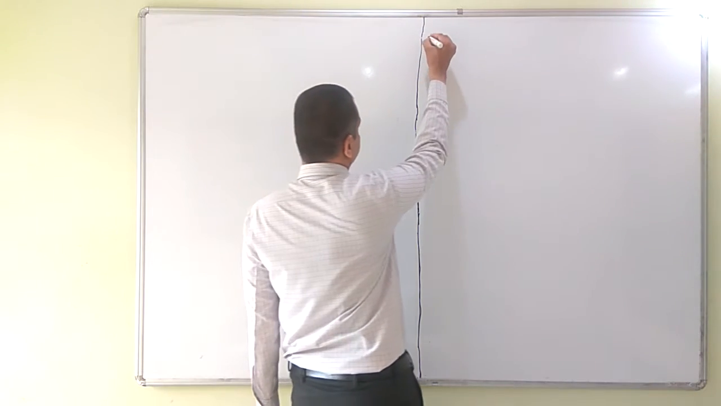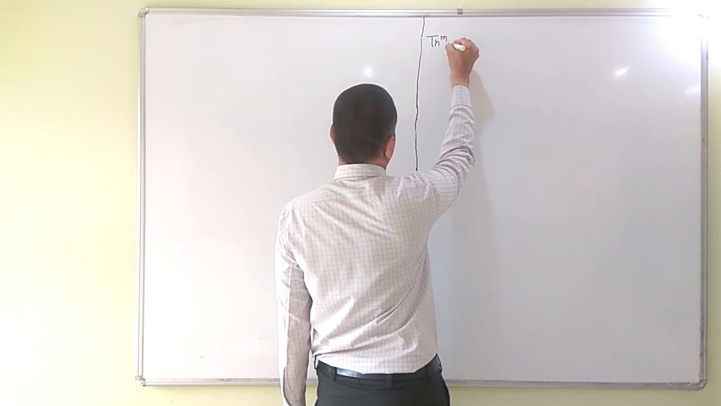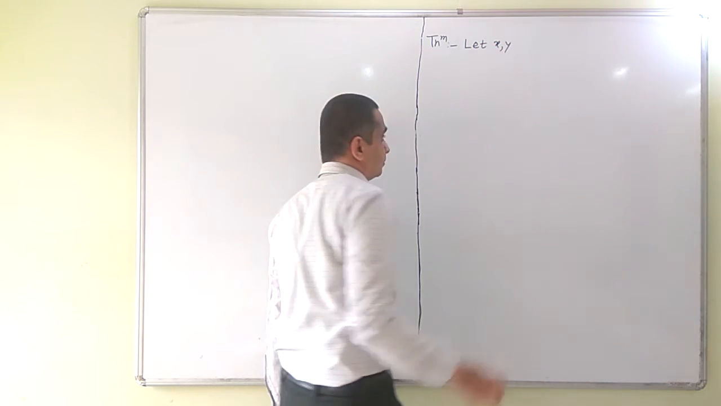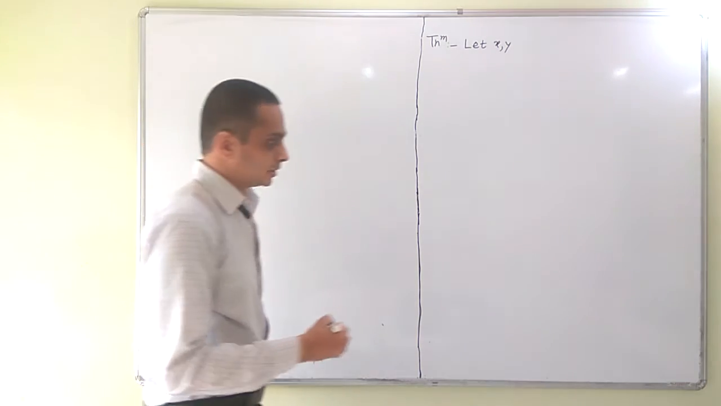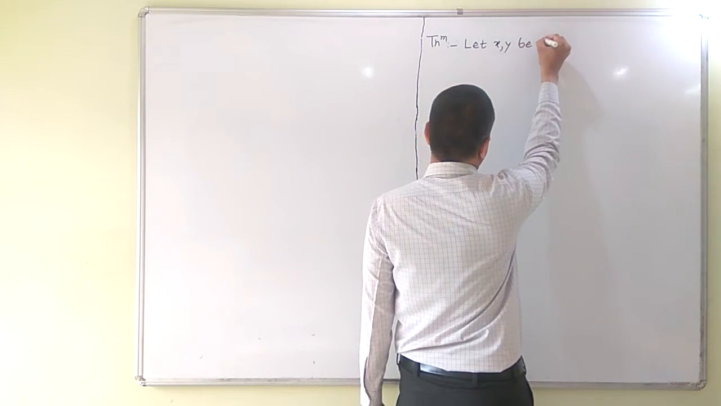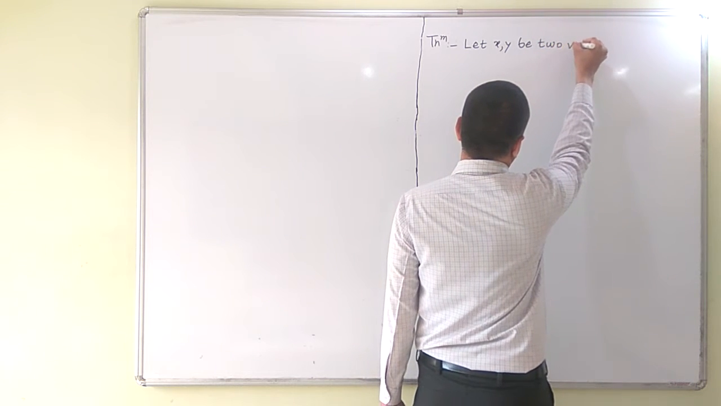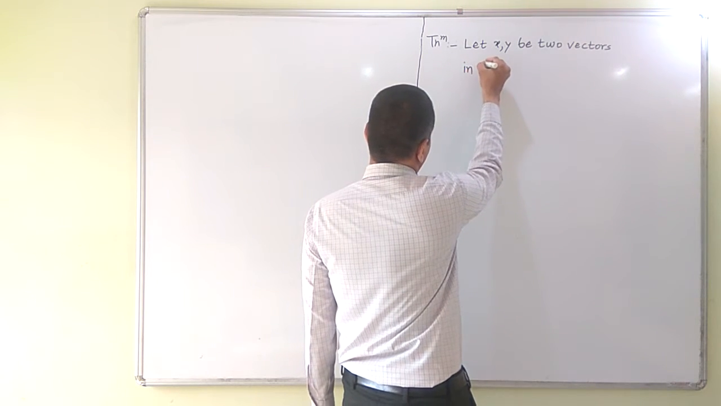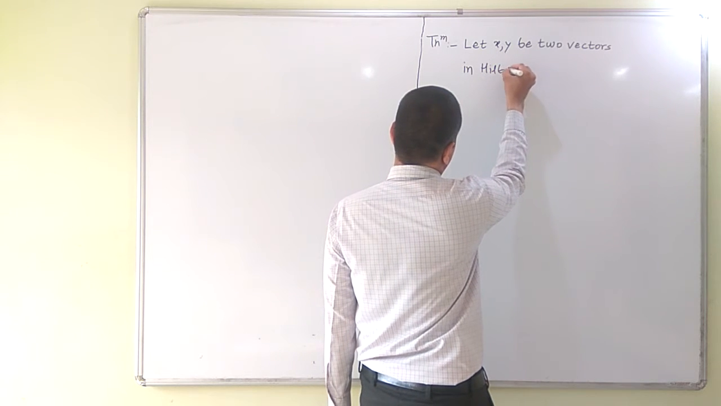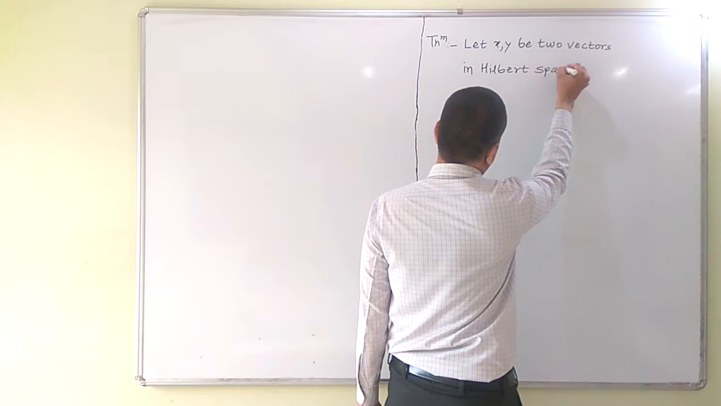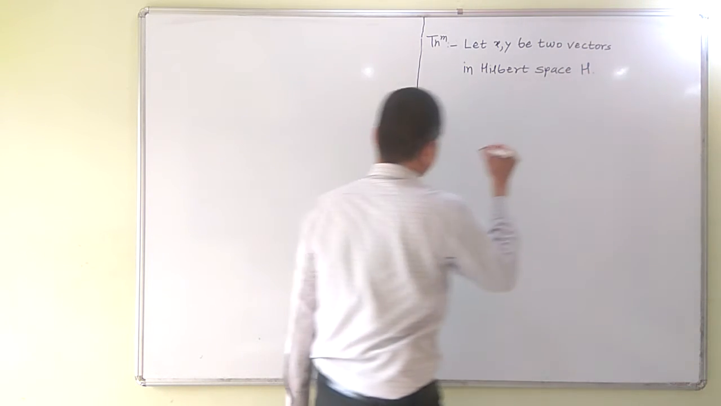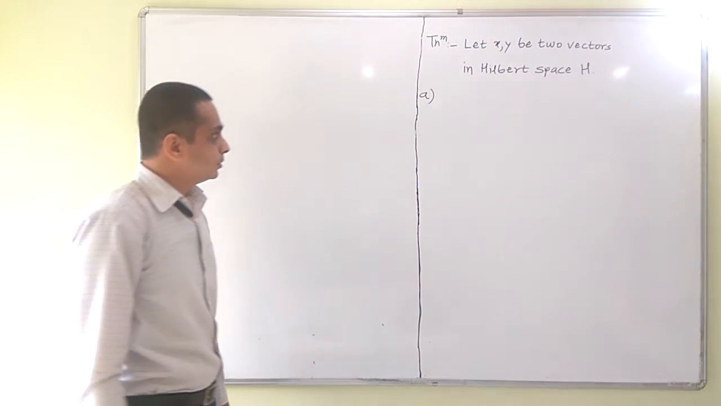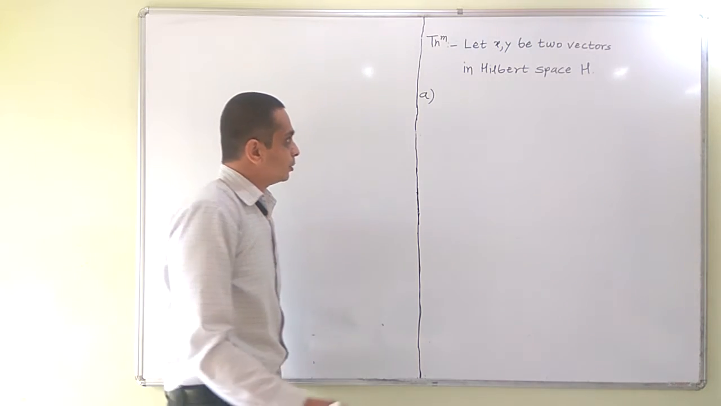So theorem: let x and y be two vectors in Hilbert space H. Then the first property that we are going to prove is the parallelogram law.